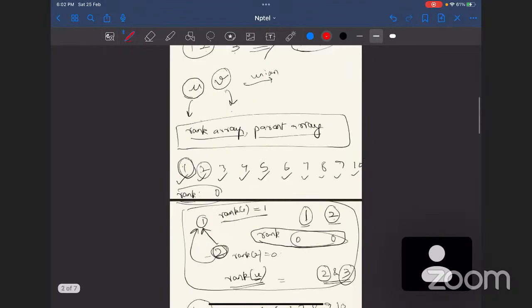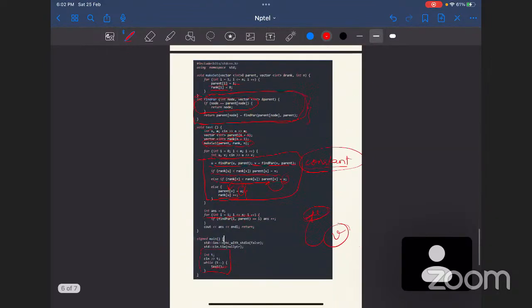So basically, this is how we can find the number of sets. This is what we have done: we have found the number of vertices whose parents are they themselves, and we have just returned the count.